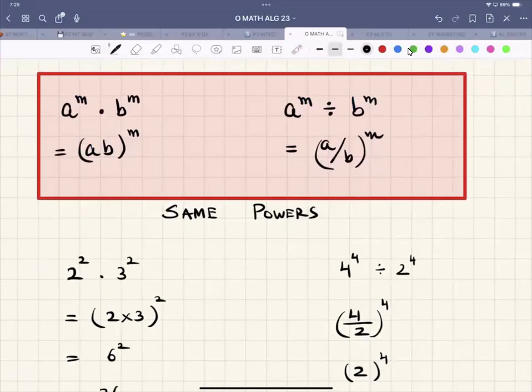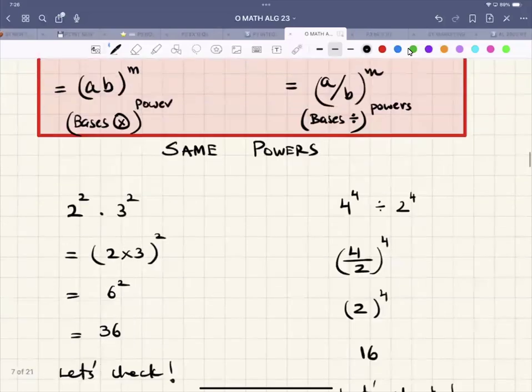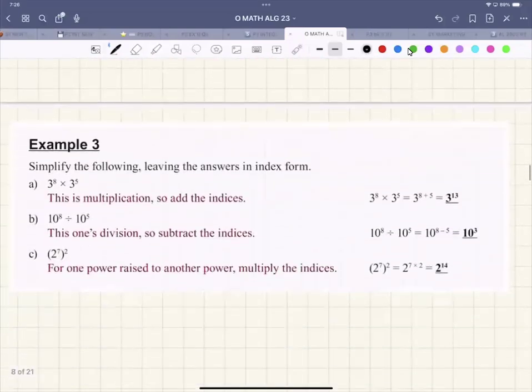multiplication, take a power common, that is common in all of them. Let me first write. So let me write bases multiply, and then the power comes at the top. Over here, the bases divide and the powers come at the top. And that is the example for this.